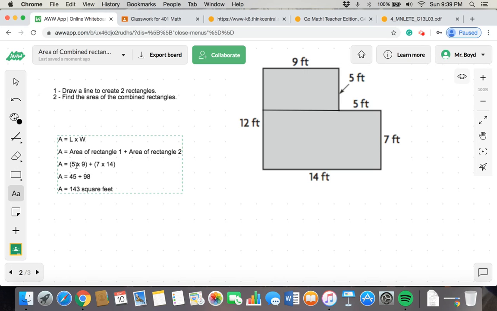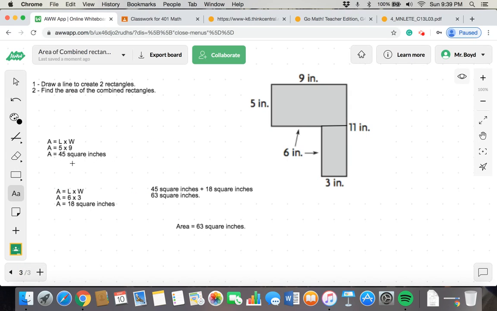The first way is a good way to do it because you do it all in one step. But if you're more comfortable doing it this way, you can also find them individually. Just you need to remember you have to add them together at the end.